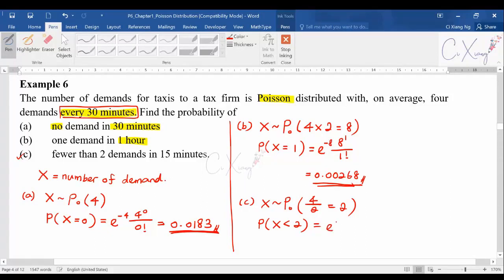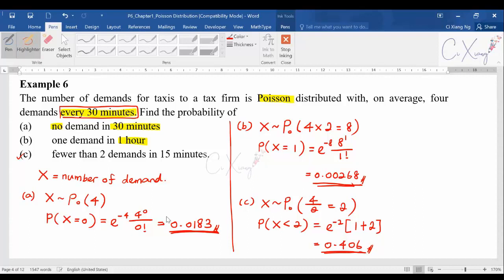Therefore, you have e to the power negative lambda. The first term, x equals 0, is always a 1. The second term, x equals 1, is always the lambda. So this is the lambda. And if you press the calculator correctly, you should get the answer 0.406. Okay, so this is the answer that you get. It's quite simple actually. If you look at the idea here, generally when the interval is different, then you need to change the mean before you can calculate the probability. Okay, so this is what we have for example 6.